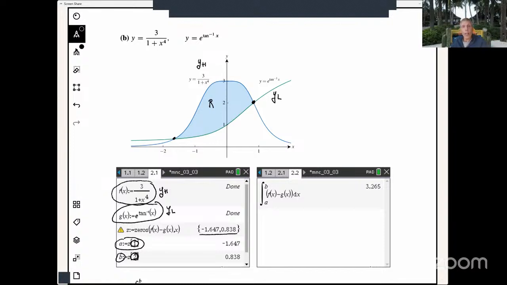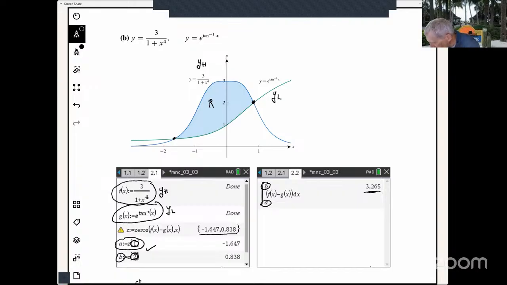And so in order to finish this one off, all I need to do is to find this definite integral and notice that I can do this symbolically. I can use the A and B because they're defined over here. And I get a 3.265. Pretty cool. Almost looks bigger than that on the screen, but not quite.